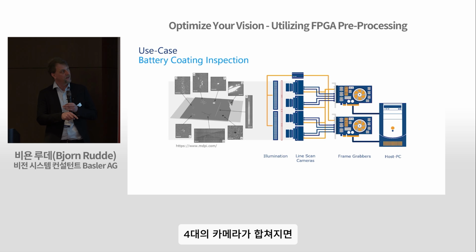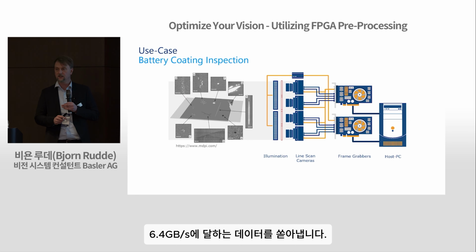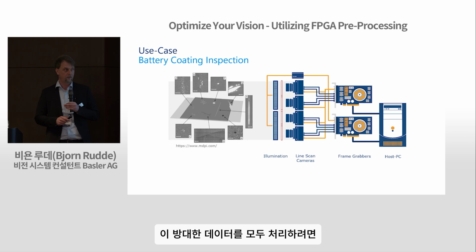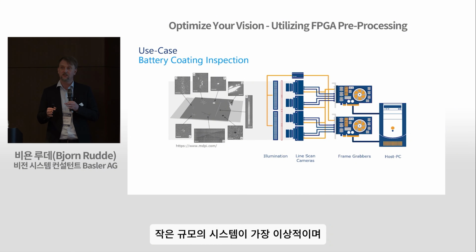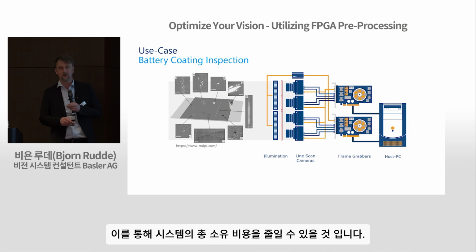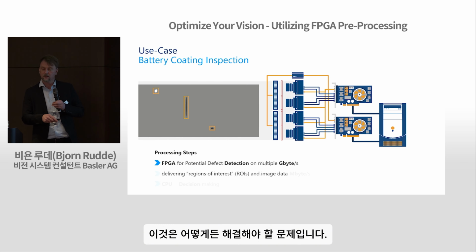So altogether, these 4 line scan cameras deliver 6.4 gigabytes per second. And if you want to do AI processing on 6.4 gigabytes per second in a normal system, in a very small system would be the best case for reducing the total cost of ownership of such a system. It's a problem you need to solve somehow.